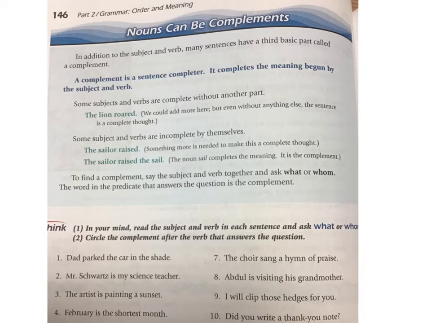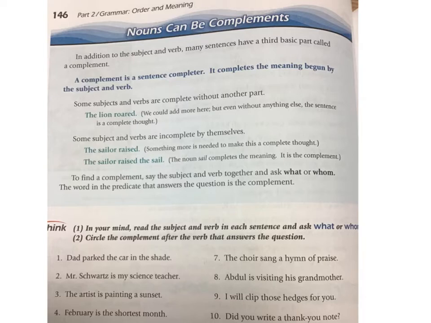Some subjects and verbs are complete without other parts. So sometimes you will have a sentence without a complement, but then sometimes you will have a sentence with a complement. Okay? Look at the example. The lion roared. Well, if we look at our verb, what would our verb be in that very short sentence? The lion roared. Roared. Good, Olivia. So roared's our verb. Who or what roared? Lion. Lion is our subject. Now, can we say lion roared who or what? Does anything follow that? No. So there's no complement.